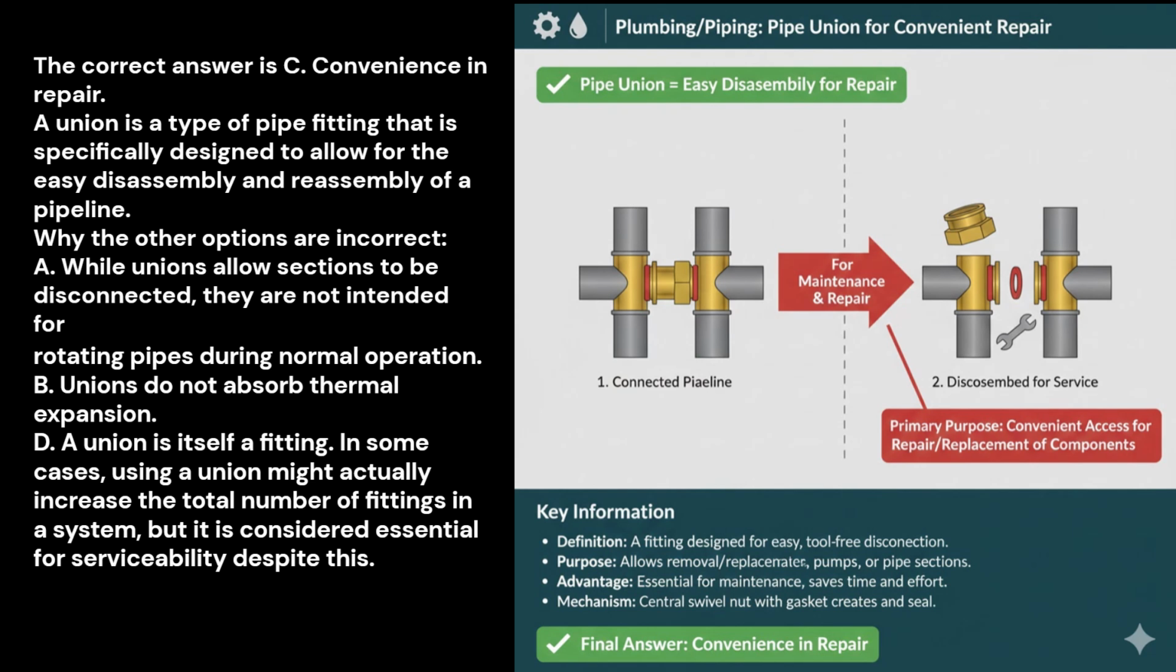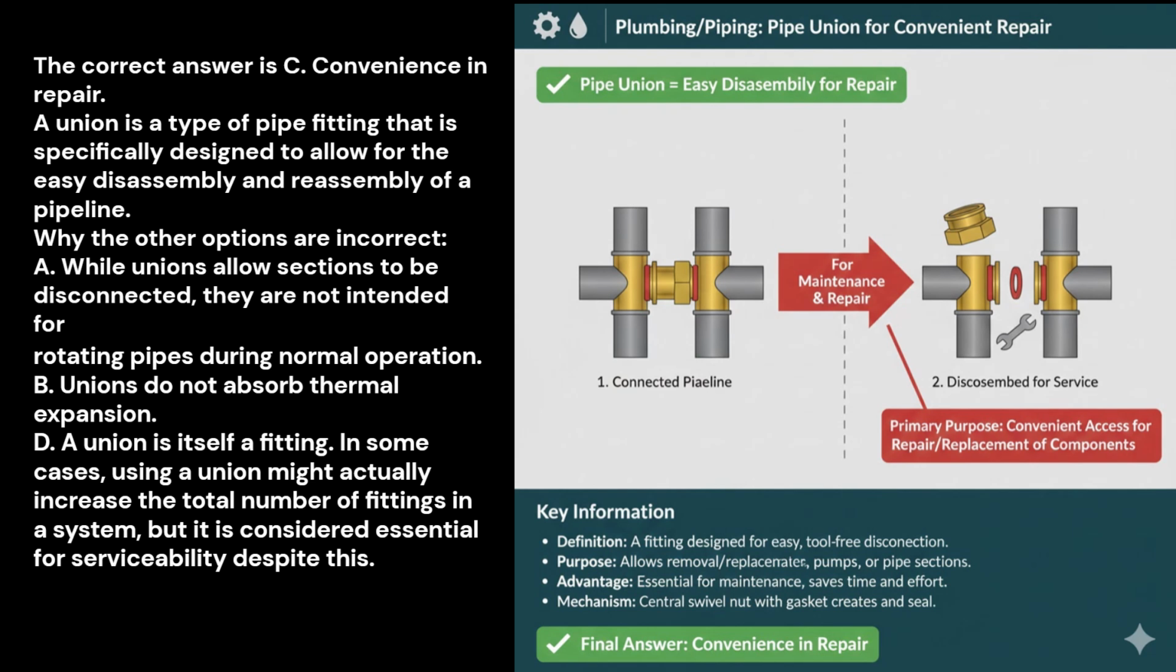The correct answer is C. Convenience in repair. A union is a type of pipe fitting that is specifically designed to allow for the easy disassembly and reassembly of a pipeline. Its primary purpose is to provide convenient access for maintenance, repair, or replacement of system components like valves, pumps, or meters without having to cut the pipe.